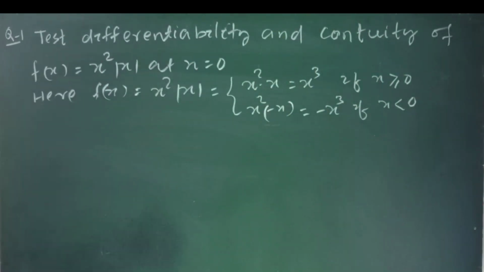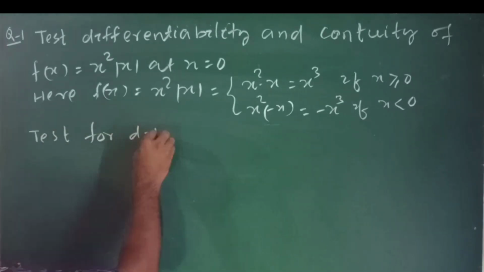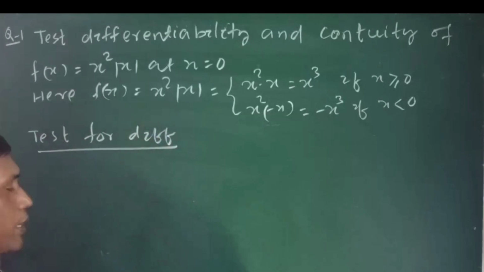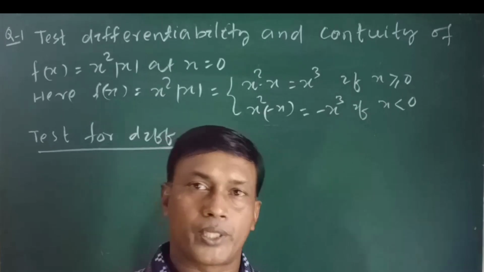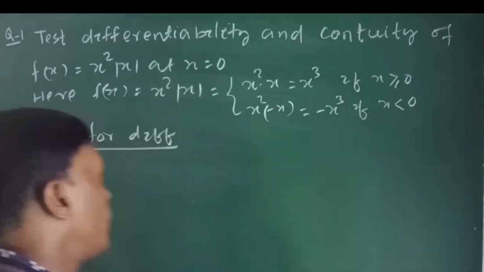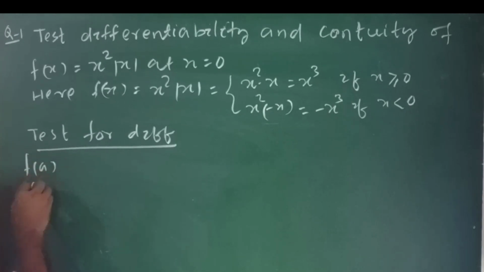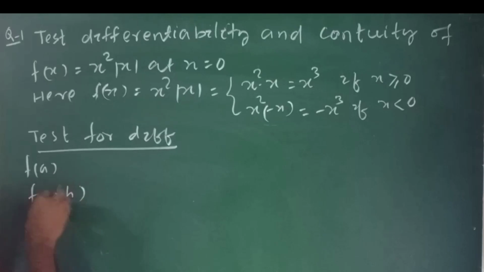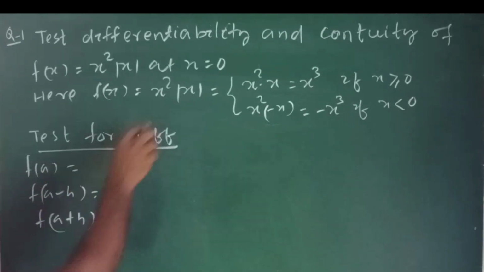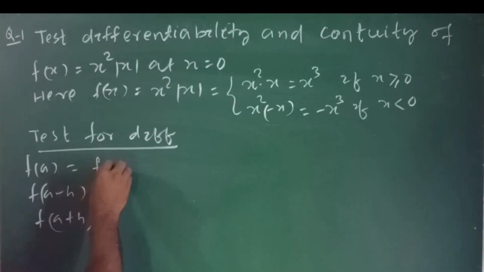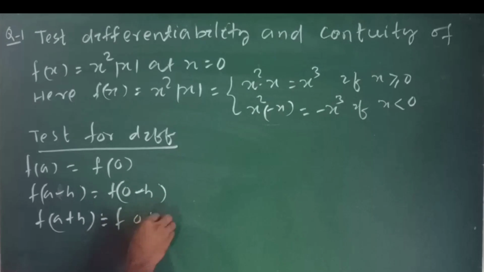Now we can test. The first is to test for differentiability. First we will test differentiability, if it is not differentiable we will test continuity, and if it is differentiable then there is no necessity for continuity, we can write it continuous. So in order to test differentiability we need three things, f of a minus h and f of a plus h. So f of a minus h, here a is 0, that means we need f of 0 minus h and f of 0 plus h.